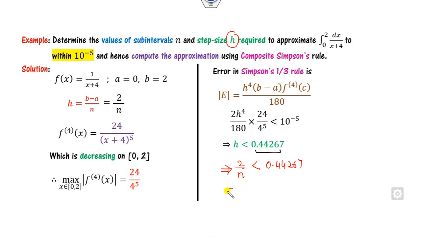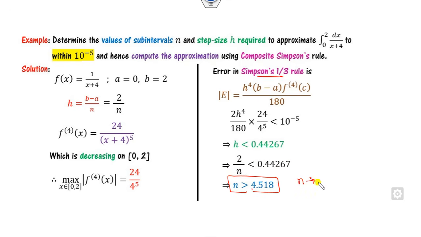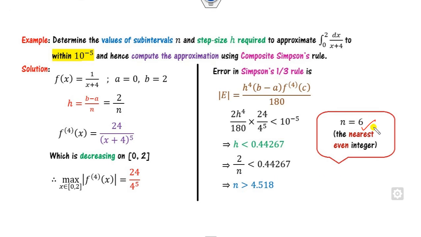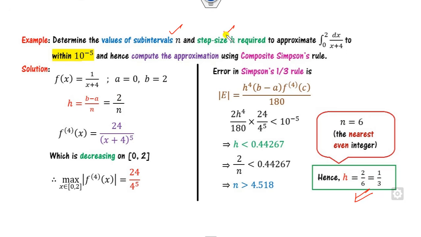Now can you find the value of the n? It is greater than 2 divided by 0.44267. If you divide them, you will get this answer. Now since it's the Simpson rule, what is the value of the n? n is always an even number. So what is the even value of n which satisfies this? n equal to 6 is the even number which satisfies this. Now when n is equal to 6, you can substitute here. What is the h? h is 1 over 3, the required answer.